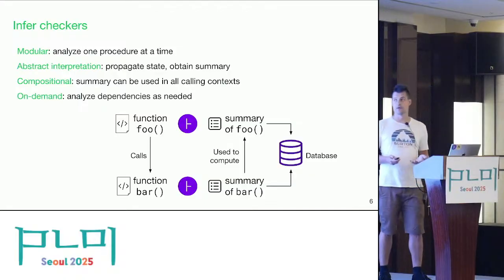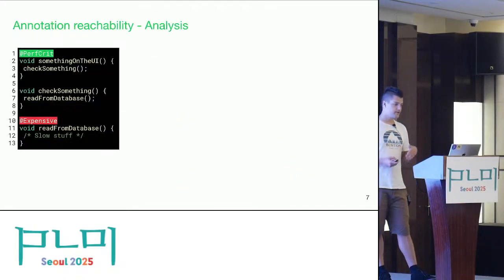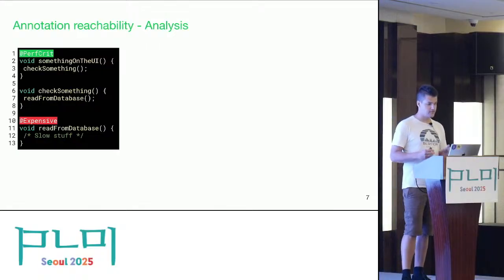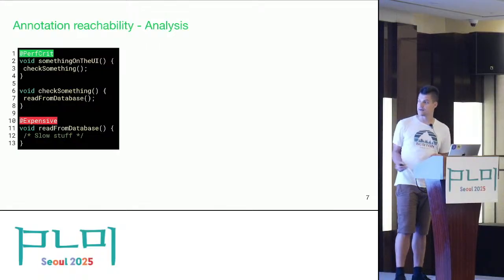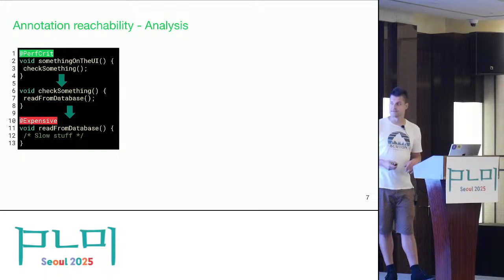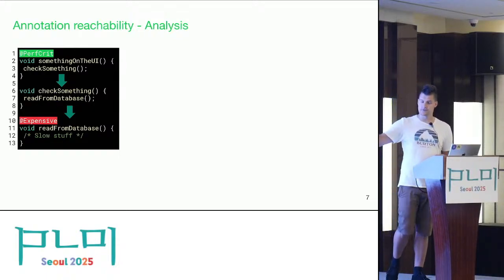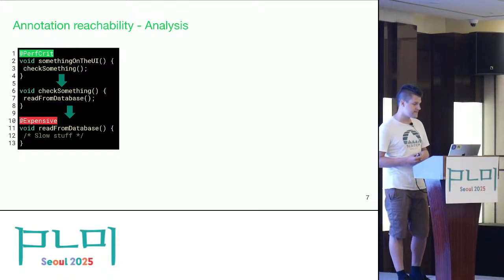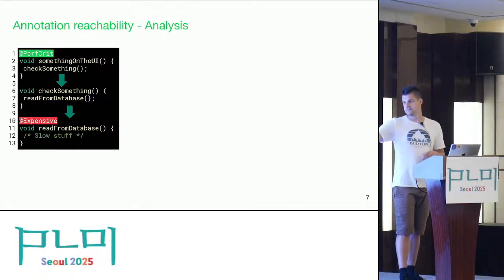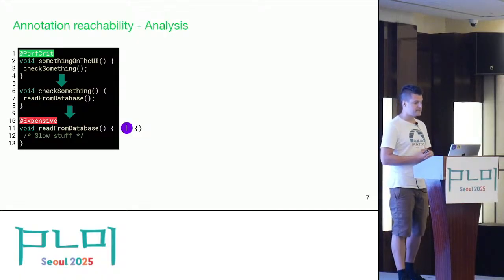Infer checkers work typically. And for annotation reachability, I will first go through an example. So we have this example from before, and here you can see the dependency between the functions. So first, Infer would analyze read from database, which from the perspective of this checker, doesn't do anything because it doesn't call any function, so it will just provide an empty summary.